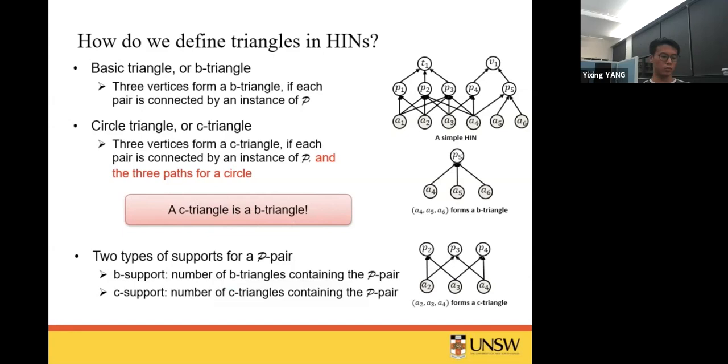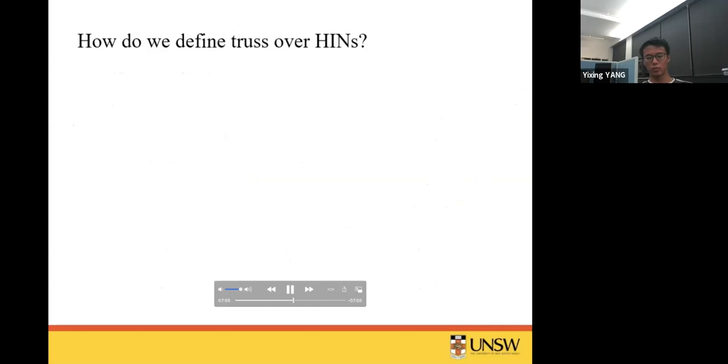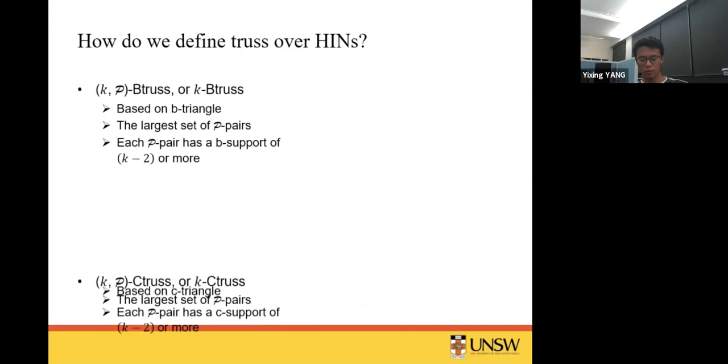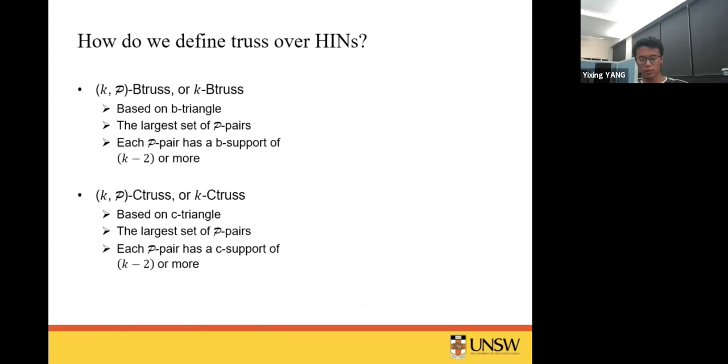After introducing the definition of triangles over HINs, let's see how we define truss over HINs. The first one is k-P-B-truss or k-B-truss when there is no ambiguity. It's based on B triangle and is the largest set of P pairs such that each P pair has a B support of k-2 or more. Similarly, we have k-P-C-truss or k-C-truss, which is based on C triangle. It's the largest set of P pairs such that each P pair has a C support of k-2 or more.